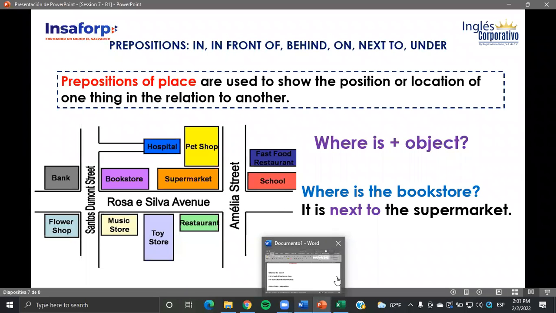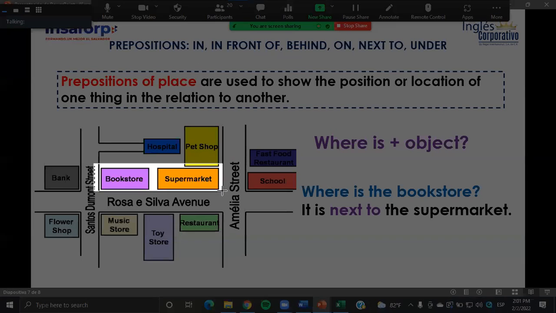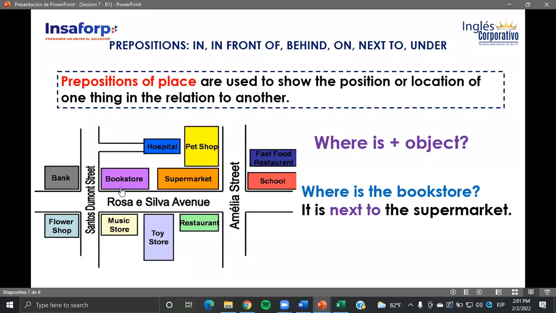Listen, something that I want to remind you is this. Eso sí, hay que tener bien en cuenta ese local o esos locales y debemos de enfocarnos específicamente en su entrada. ¿Verdad? ¿Dónde está la puerta? ¿Dónde entramos? Porque eso nos denota bastante. So, in these places, bookstore and supermarket, the entrance is over here. La entrada está de ese lado. So, you know, they are next to, right? I mean, the bookstore is next to the supermarket.